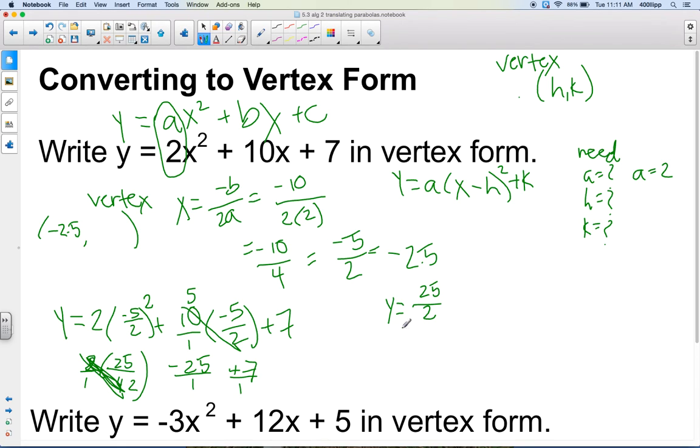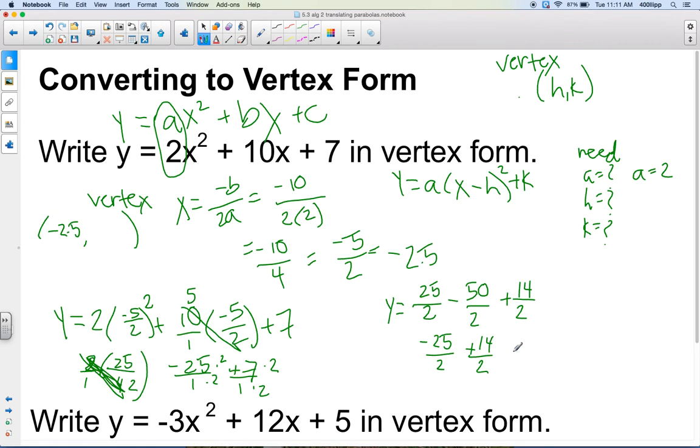We can make everything over 2 then, so that we can add and subtract our fractions. So I'm going to make this over 2 by multiplying the top and bottom by 2. And the same thing here. Okay, so this is going to be a minus 50 over 2 plus 14 over 2. So 25 minus 50, that's going to be a negative 25 over 2 plus 14 over 2. Okay, and then we can simplify that here.